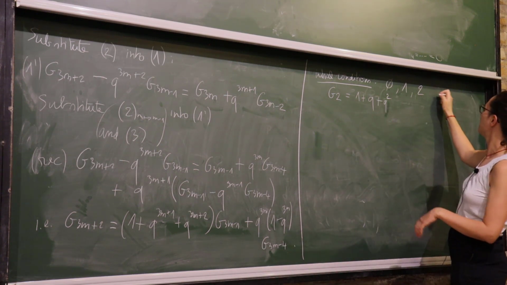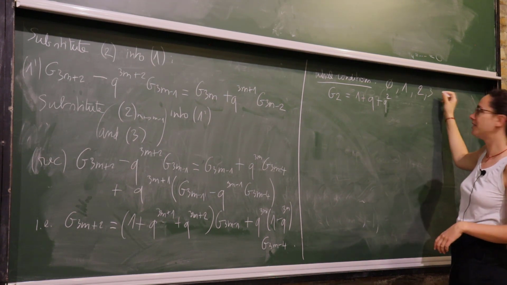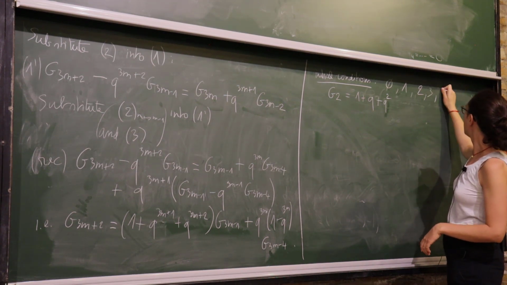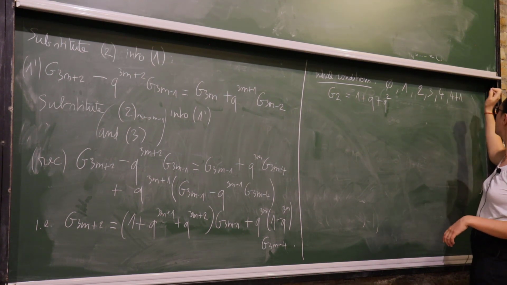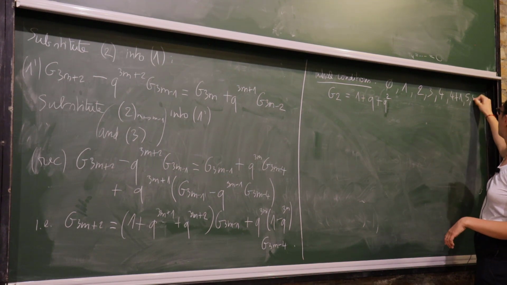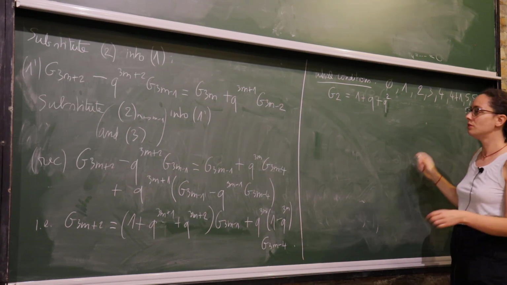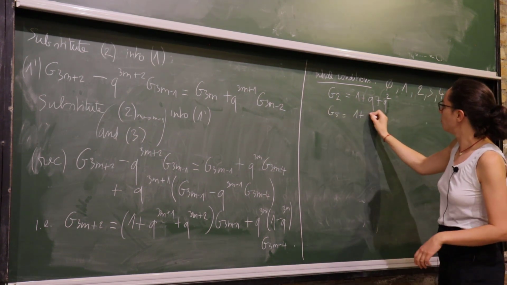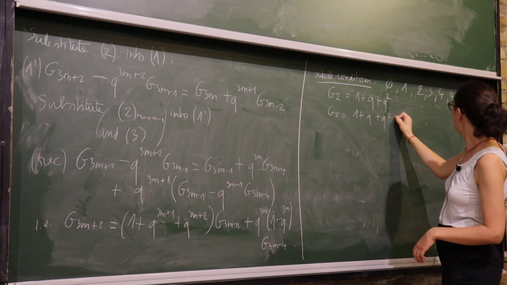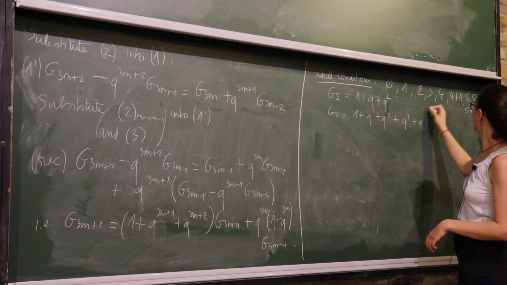But maybe I can still continue writing the first possibility, so you can also have just a 3. You can have just a 4, but you can have also 4 plus 1. You can have 5. You can have 5 plus 1. And you can have 5 plus 2. So that G5 would be 1 plus q squared plus q to the 4 plus q.